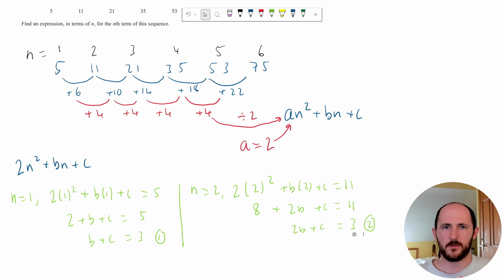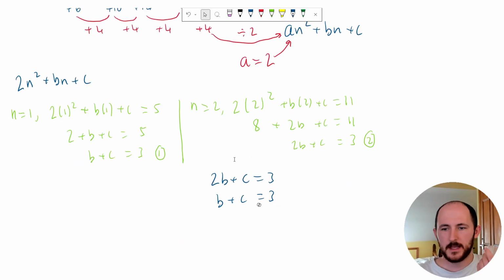I'm just going to write them on top of each other for you. So, I've written them on top of each other. Look how easy this is to solve. The number in front of c is the same already in the equation. So if I subtract these two equations, I get b equals 0. I've already worked out what b is.